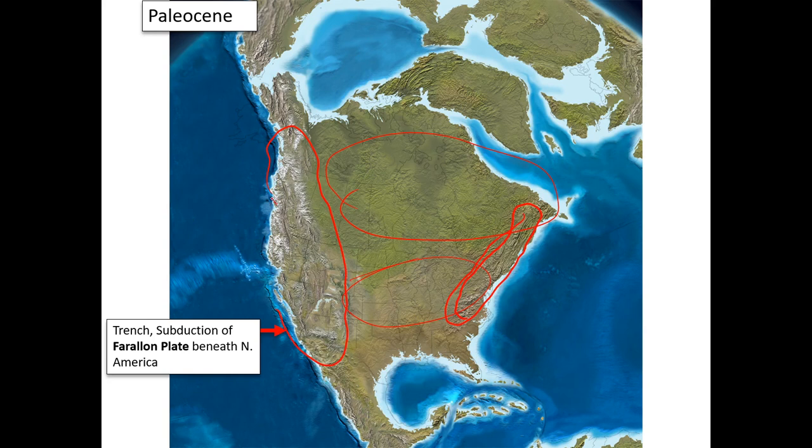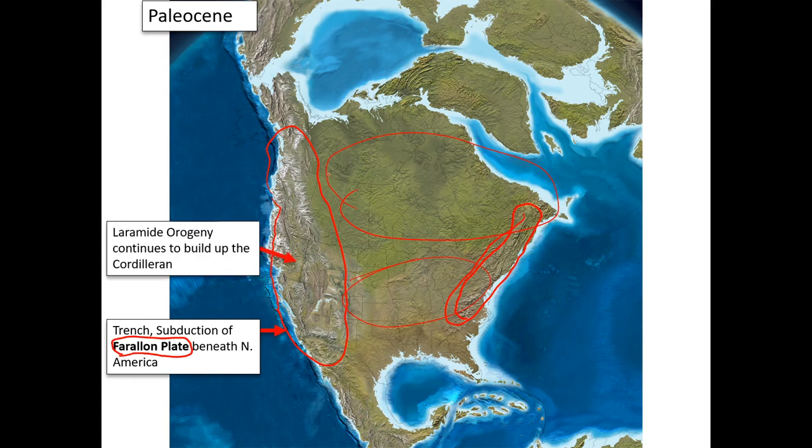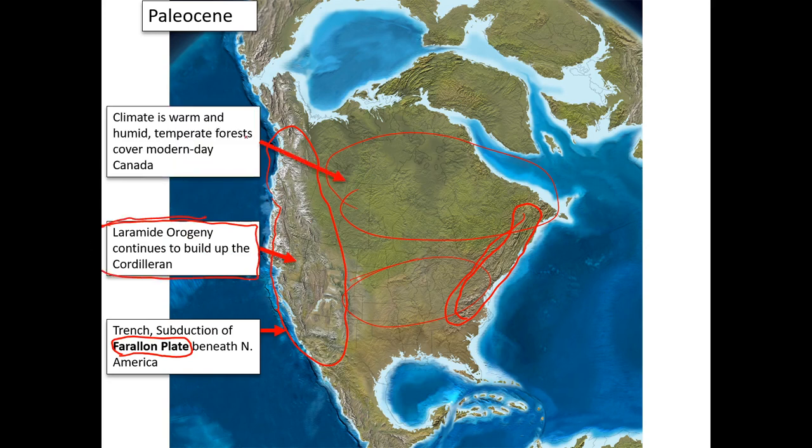in the Cenozoic. So all the action is happening here on the west coast, where you're getting the continued subduction of the Farallon Plate beneath North America, and that's lifting up the Rocky Mountains. Okay, so we call this orogeny that continues to build up the Rocky Mountains in the Cordilleran. We call that the Laramide orogeny. So climate is warm, humid, temperate forests over much of modern day Canada.